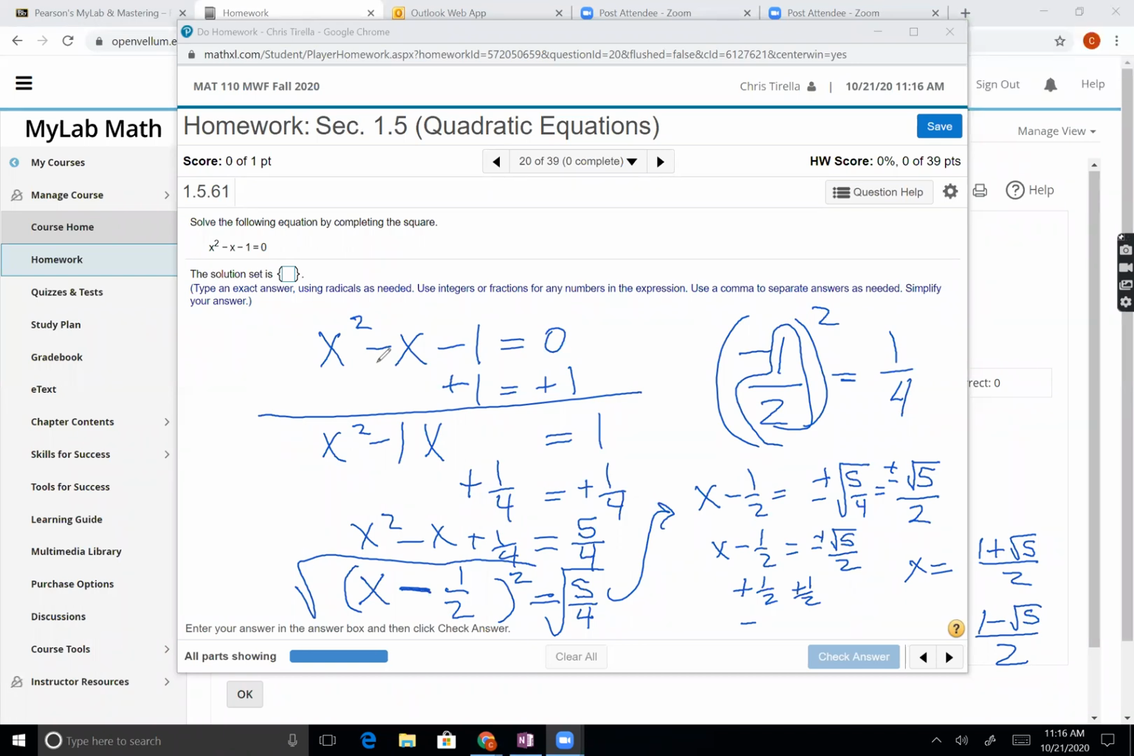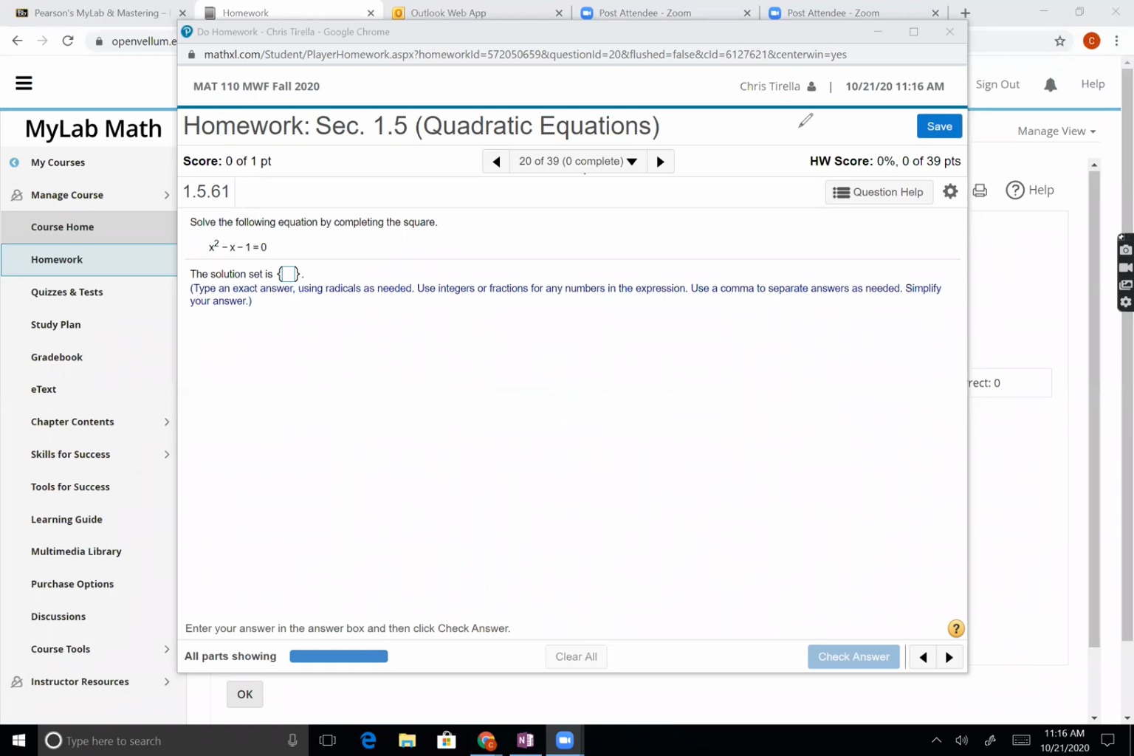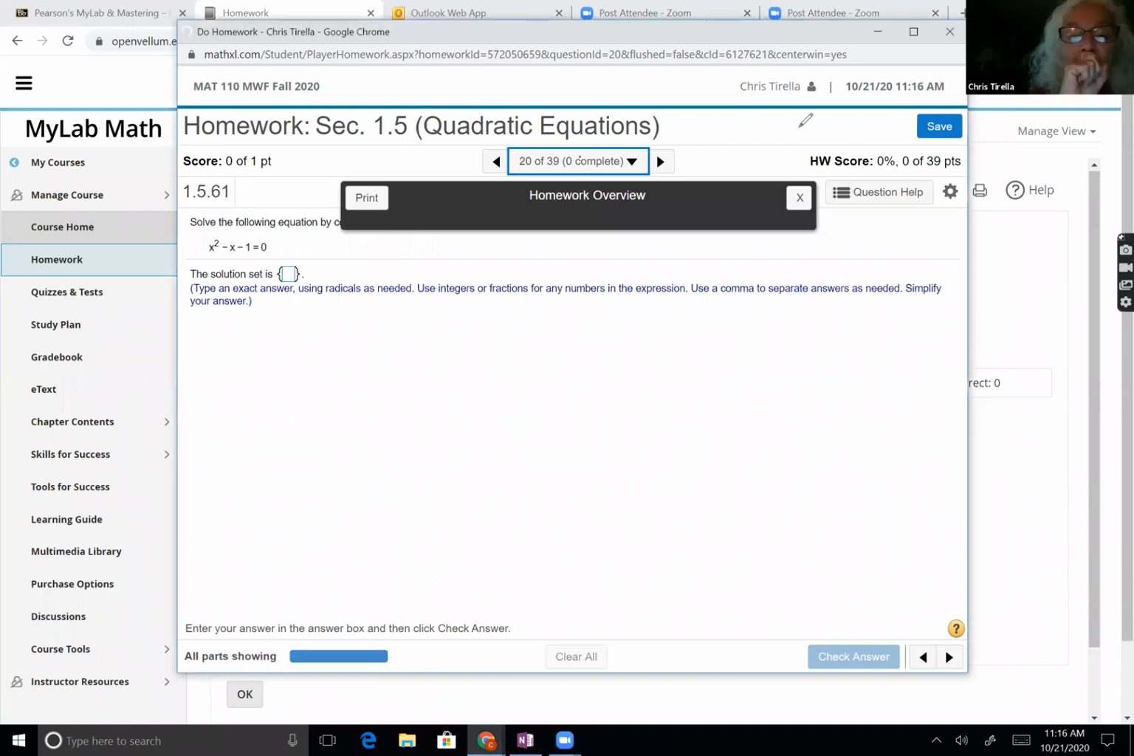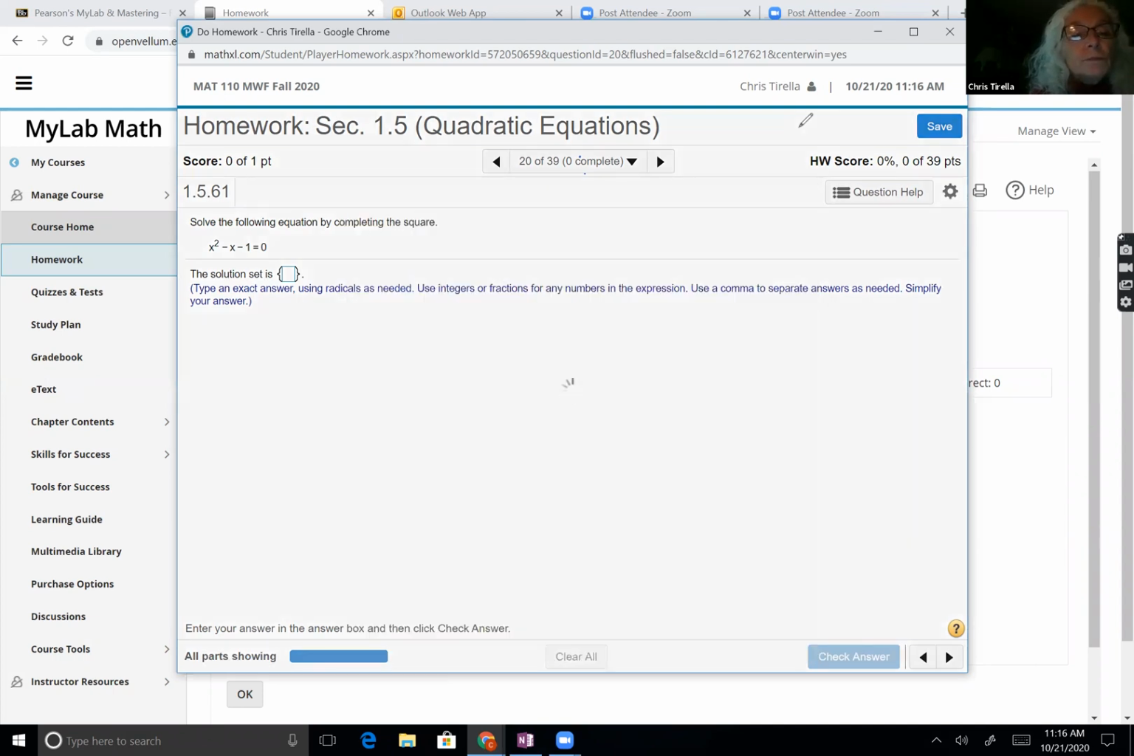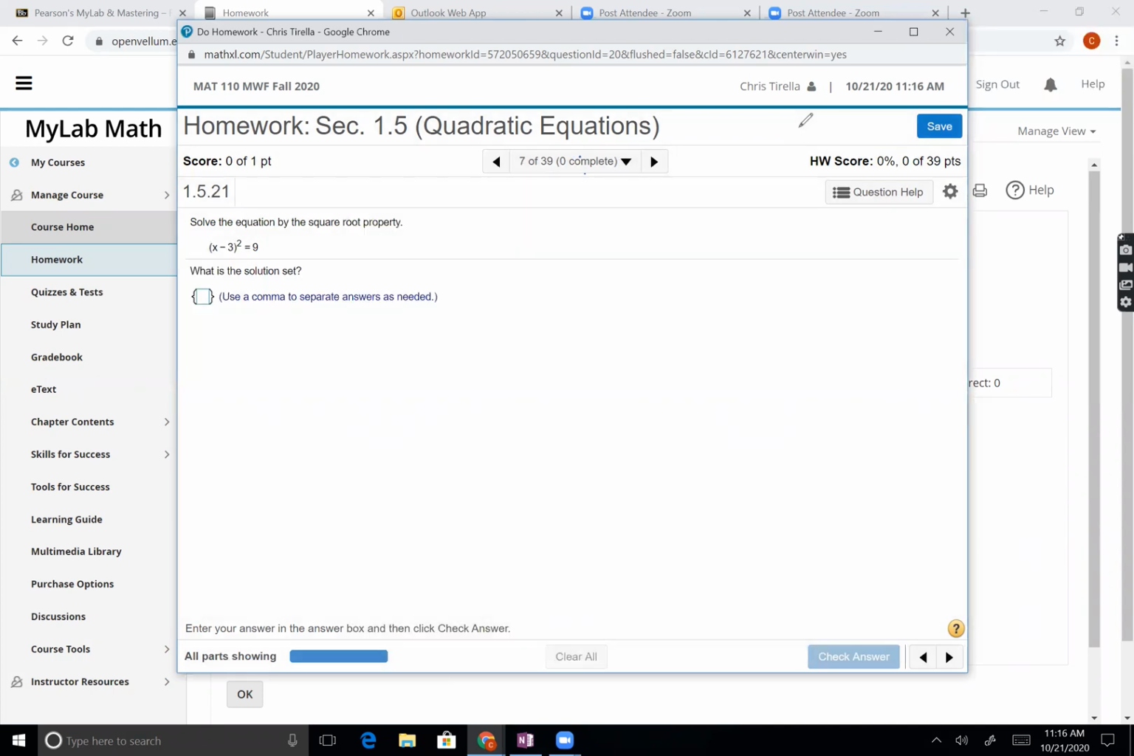Can you go over number 7? Sure. I keep forgetting that I have to turn my finger back into a mouse in order to do that. Number 7 asks you to solve the equation using that square root property.